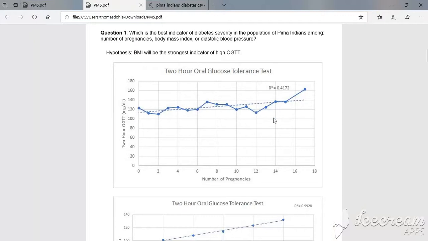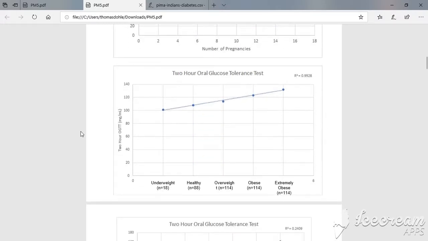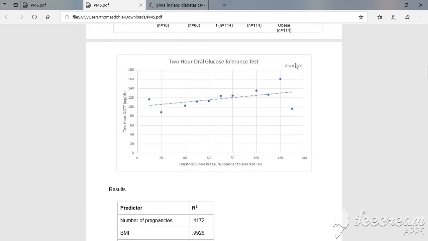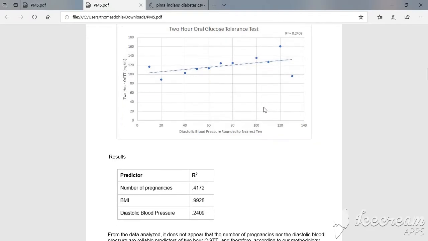There's an R-squared of 0.4 correlating the number of pregnancies with the OGTT, so a pretty weak correlation, but maybe something there. This is the one that really stood out, though. The BMI is 0.99. In order to get these categories, I just did a little bit of work in MySQL and had it create a new table based on what the patient's BMI was, and it assigned them a category, so then I was able to aggregate on these categories. And then when we did that with diastolic blood pressure, this is the weakest correlation with 0.24, so not a whole lot there.